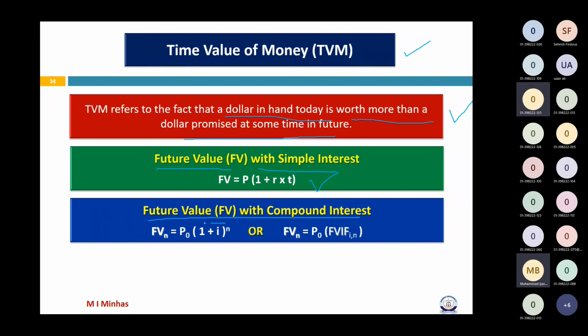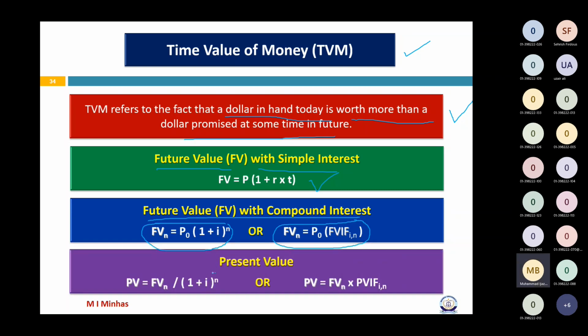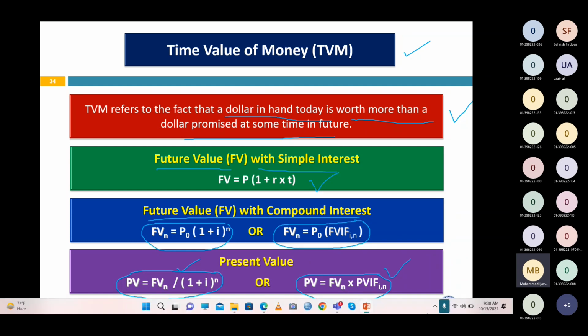Future value with compound interest. If we are doing manual calculations, obviously future value would be equal to this. And if we are using the interest factor table, then future value would be equal to this. In case of present value, if you are doing manual calculation, present value is equal to this. And if you are using the present value interest factor, then this is the formula. Now, a couple of tips, or a couple of lessons learned, that I would like to share with you.